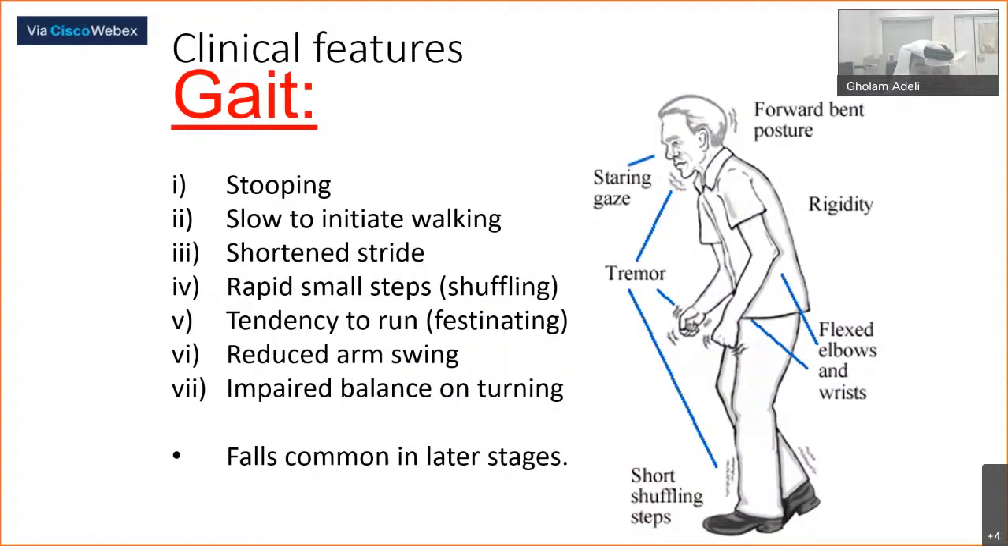This is the gait. You see the stooping posture that he is taking. He has slow initiation of walking. He has a shortened stride, and he has shuffling of the gait, which means small steps that are faster.